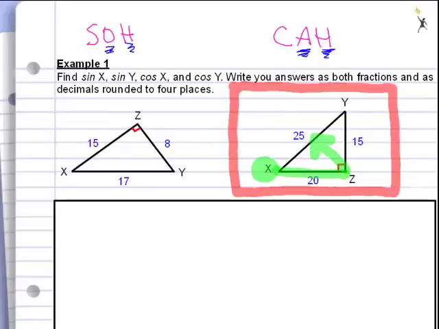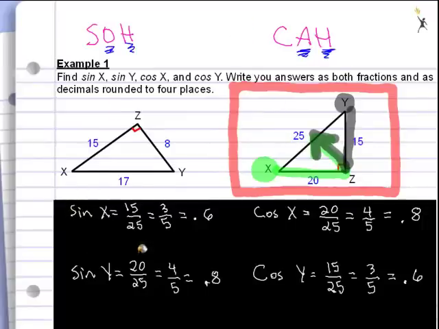Then we go to angle y. Still cosine, so we're dealing with adjacent over hypotenuse. Now the adjacent is 15, the hypotenuse is 25. 15 over 25, just like the sine of x, can be reduced to 3 over 5, and as a decimal is 0.6. Now here are my answers, and you can see whether or not you got them correct.